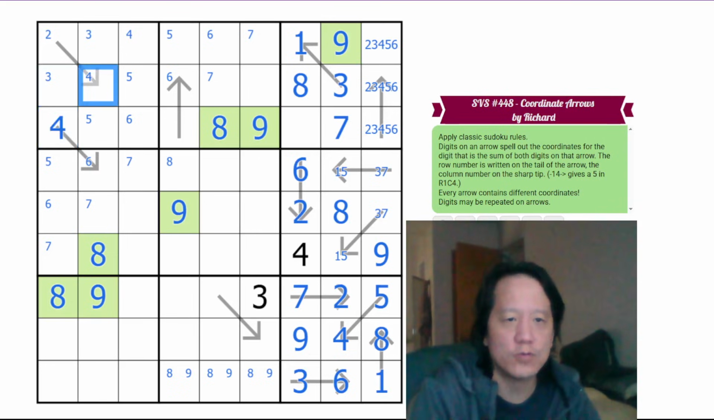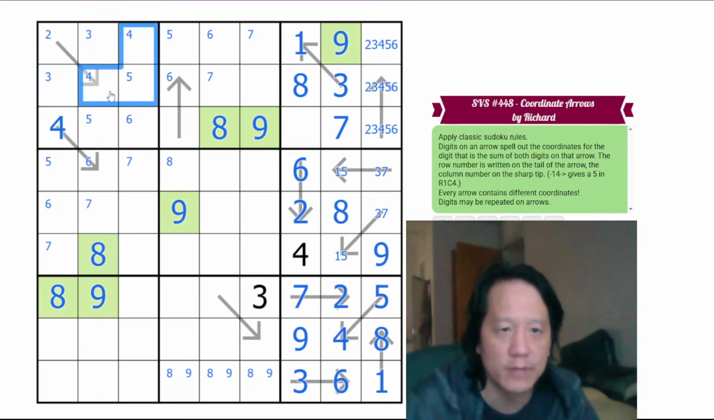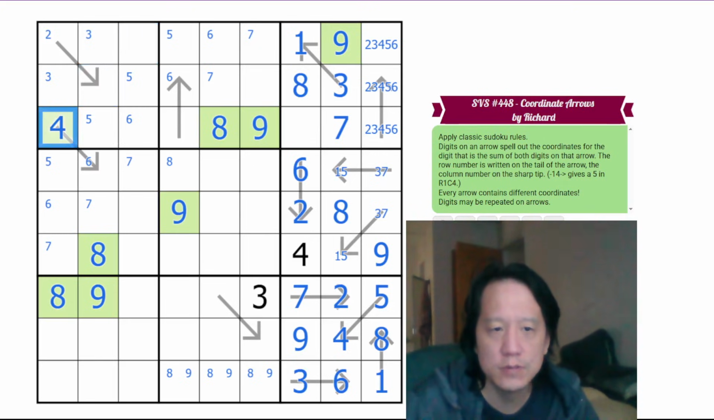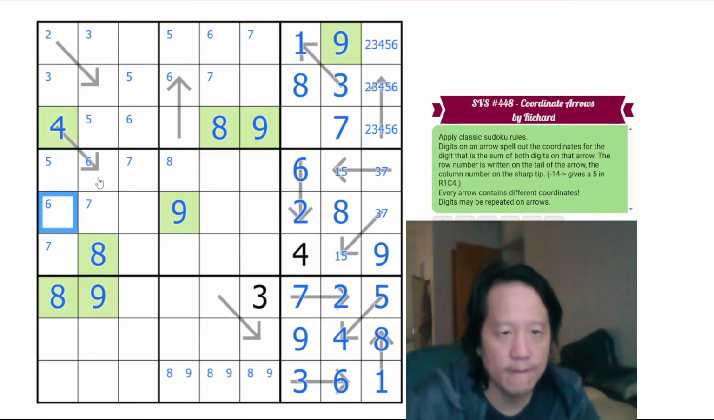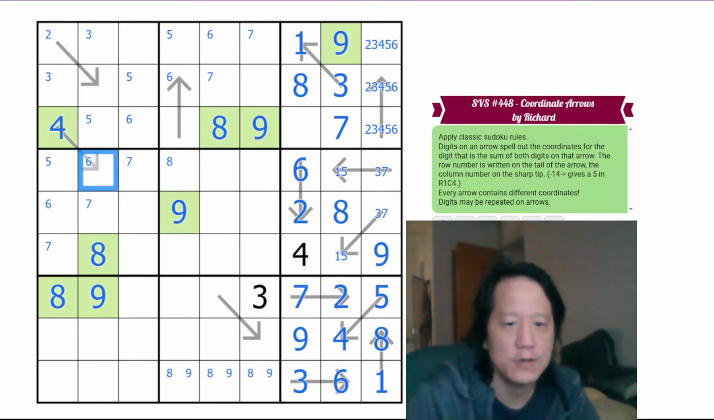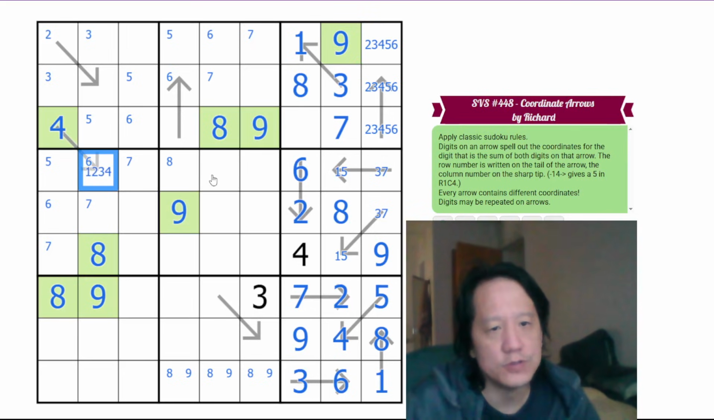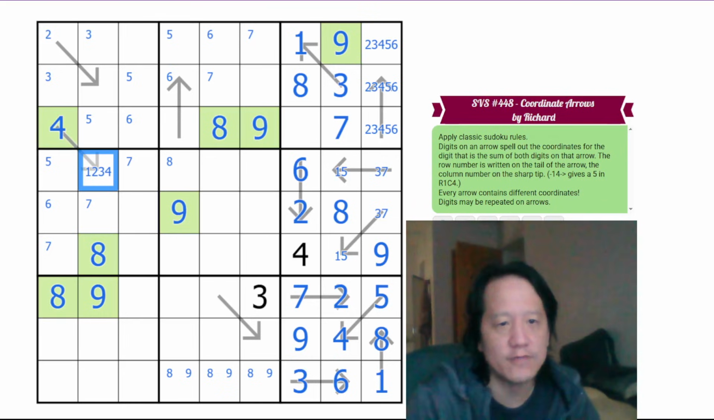So this is 4, which means this cannot be 4 anymore. And this is pointed to. So it could be 4, 1, 4, 2, 4, 3, 4, 4, adding up to 5. Okay, cannot be 4 and 2. So this can't be 6. So this is not allowed 4 and 2.